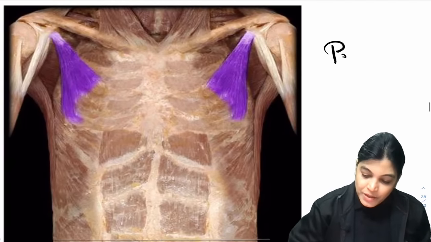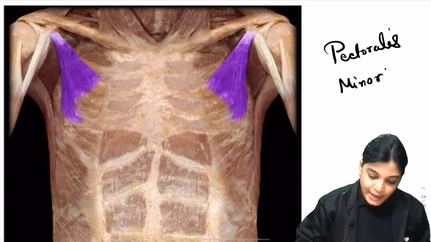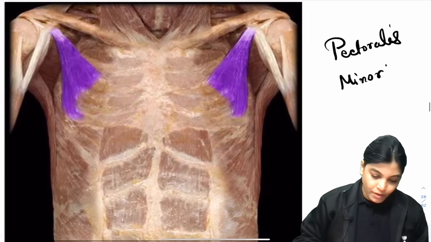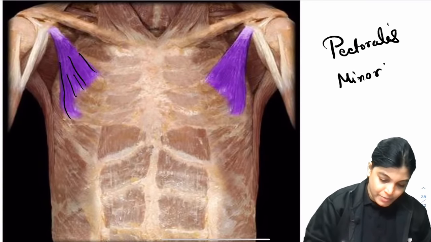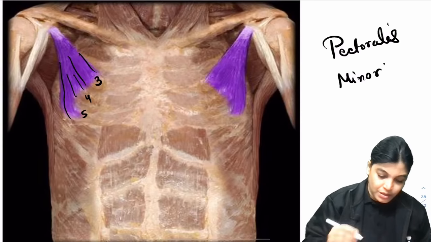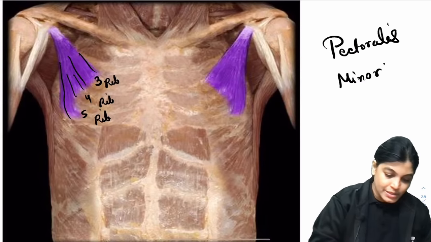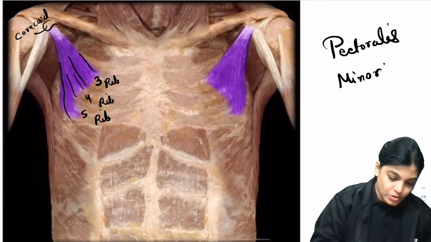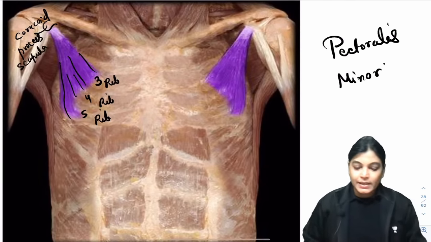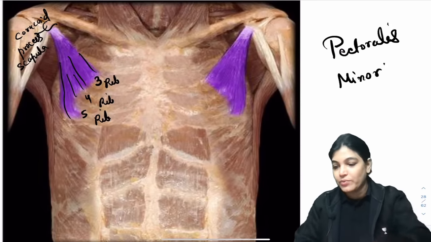In this cadaveric image, we are seeing the pectoralis minor muscle. You can appreciate the three slips of origin of pectoralis minor from the third, fourth and fifth ribs, at the costochondral junction, and it is inserting on this point. What is this? The coracoid process of the scapula. Is it clear, my dear aspirants? Are the origin and the insertion clear to everyone?